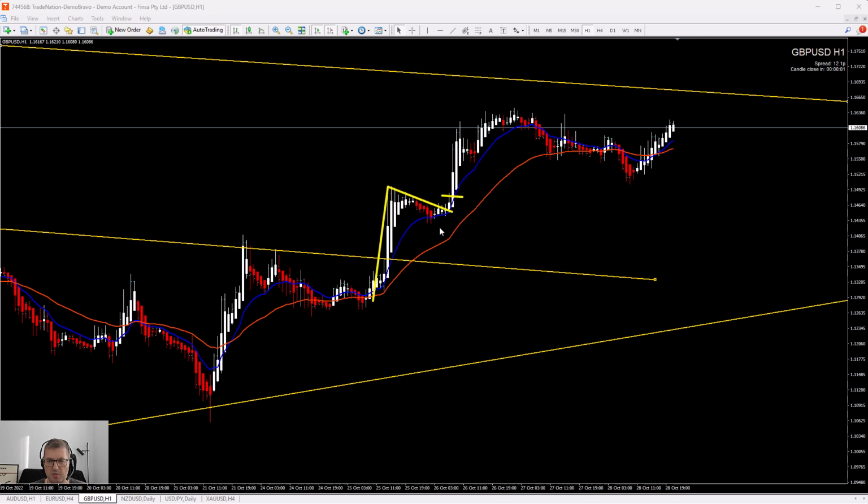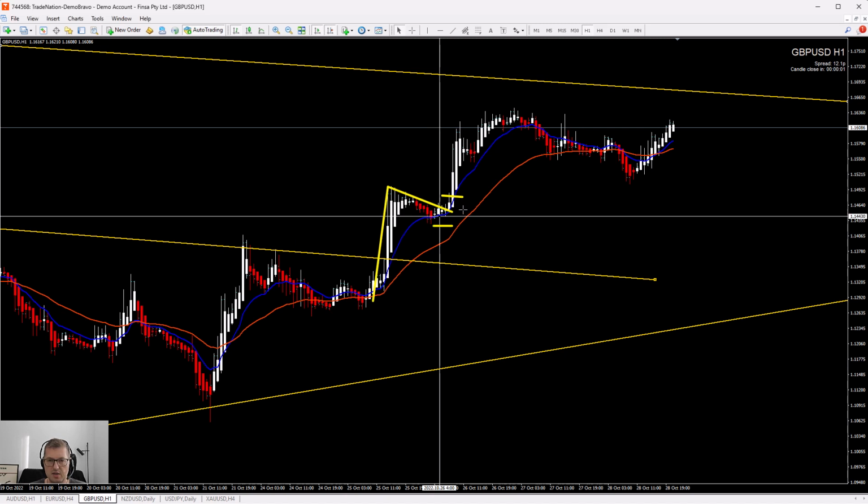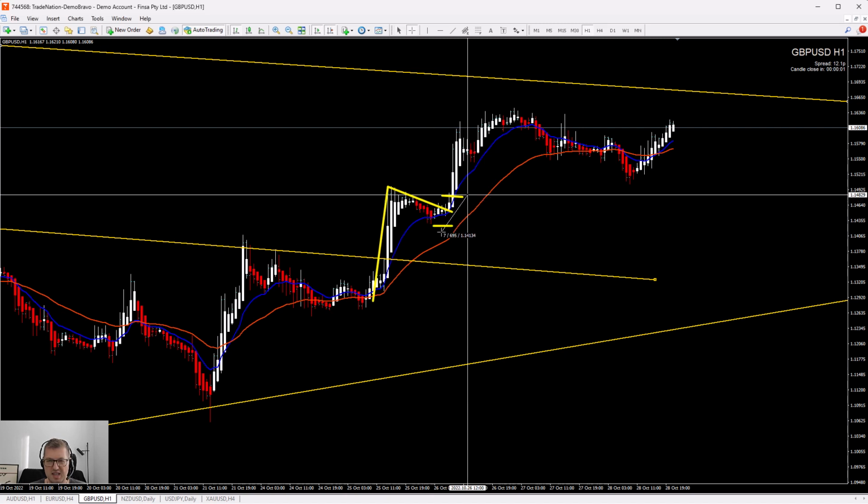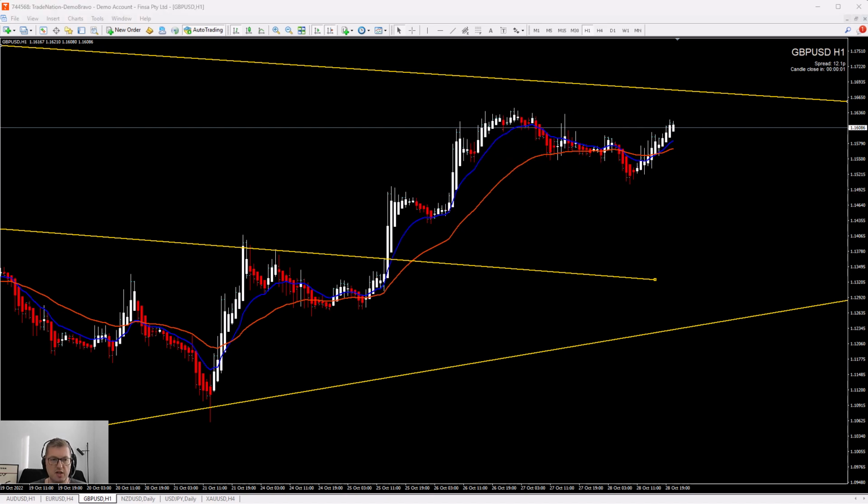Entry here, stop loss below. So in this case, it was 70 pips, and you see 150. So it was a little bit better trade than EUR/USD because better profits, but more or less the same.